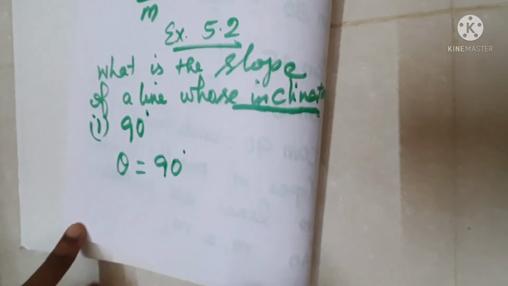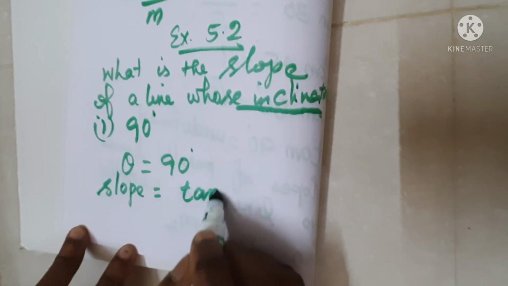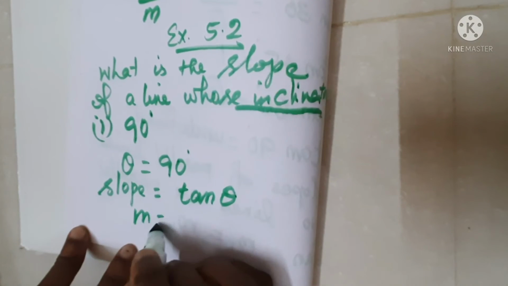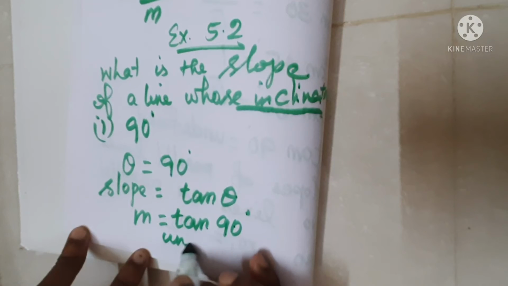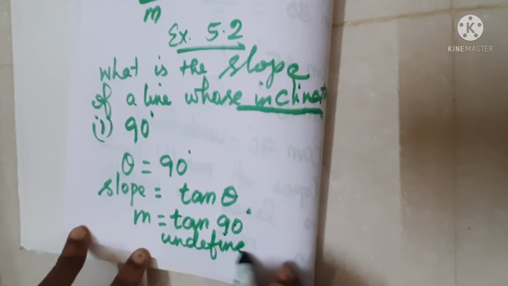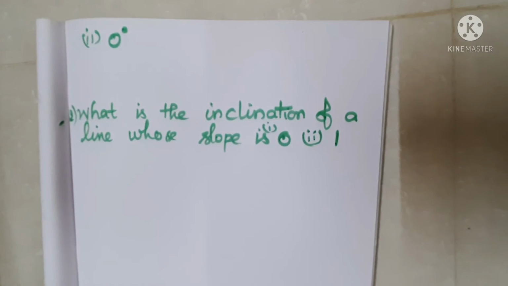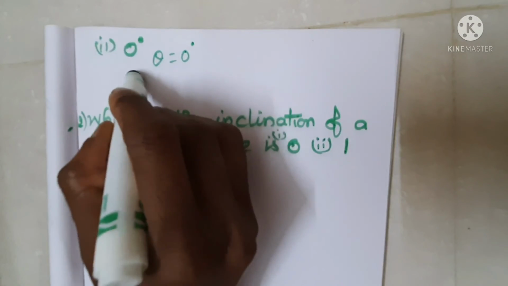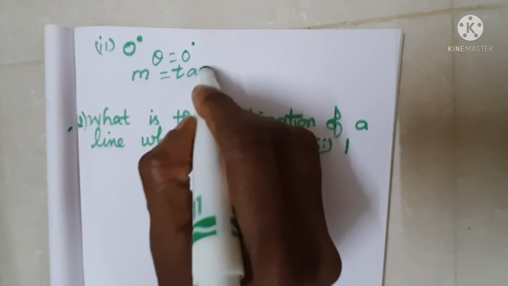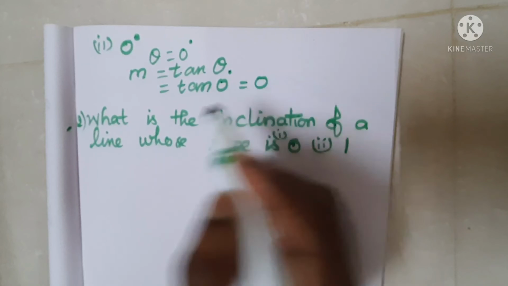If theta is given, how will you find the slope? Slope is equal to tan theta. Slope you denote as m. So m is equal to tan 90 degree. Tan 90 degree means that value is undefined. So if it is 90 degree, here you write it is undefined. See the second subdivision. The theta is given as 0 degree. Then you write the formula m is equal to tan theta, that is equal to tan 0 degree, that is equal to 0.